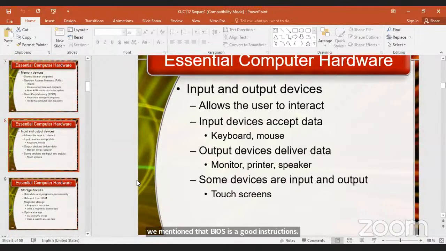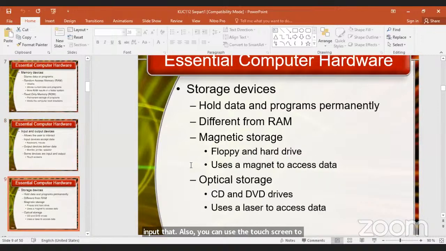Also, we mentioned input and output devices that allow the user to interact with the computer. Mainly input devices that accept data, we have the keyboard and mouse. Output devices that deliver data to the end user, we have the monitor, printer, and speakers, although the list is long. And some of the devices that can be used as input and output include the touch screen. You can use the touch screen to input data. Also, you can use the touch screen to output information from the computer systems.